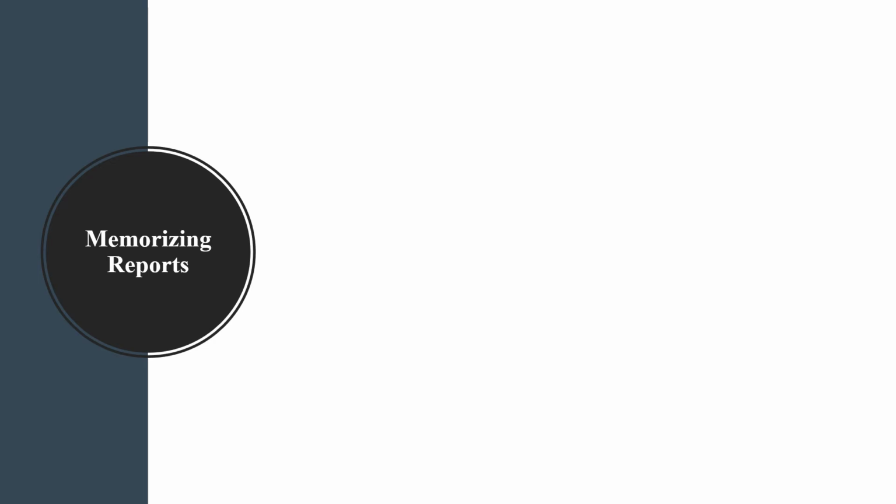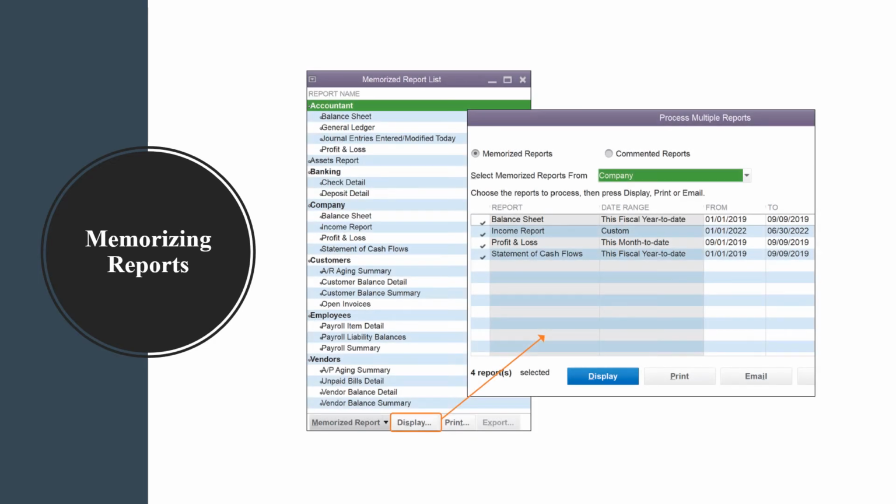Memorizing reports. After you've created a report with your chosen settings, you may wish to save the report options, so you can easily produce the same report again. The process of saving the settings of a report is called memorizing a report, and it's available for all reports. The memorizing feature memorizes the format of the report, not the data within it.